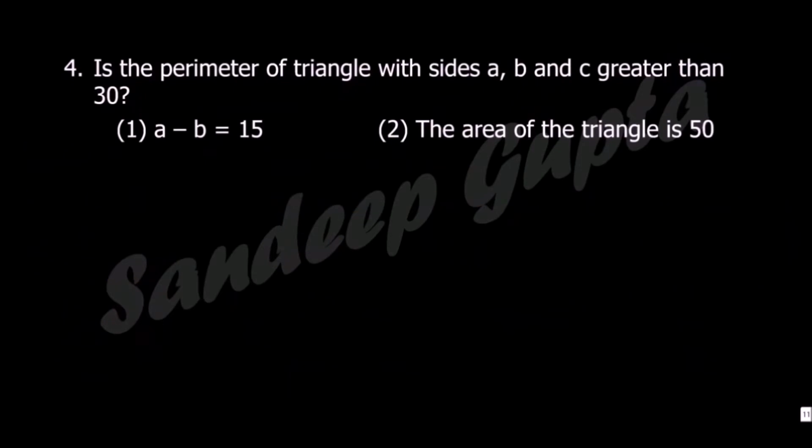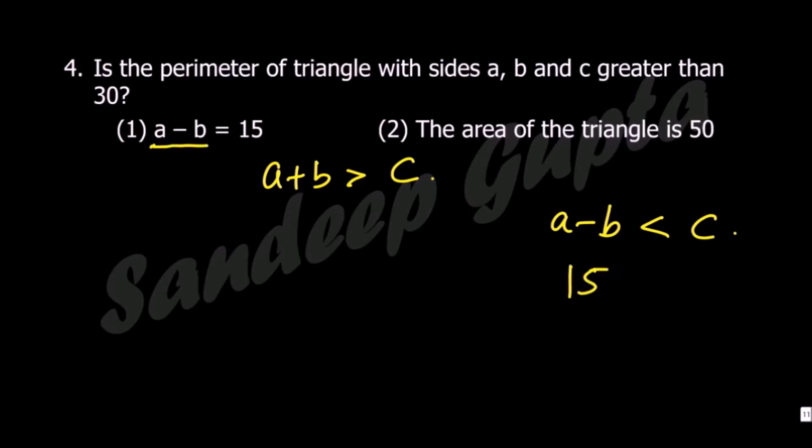Now let's see this question. To solve this question, you should know a very basic property of triangles. The sum of any two sides of a triangle is bigger than the third side, and the difference of any two sides of a triangle is smaller than the third side. Now here you are given a minus b is 15. So 15 is less than c. That means c is greater than 15.